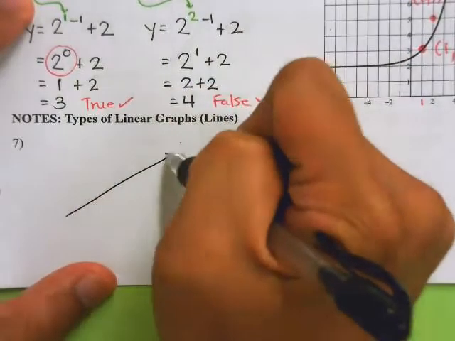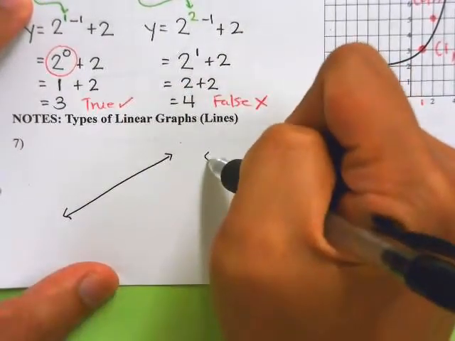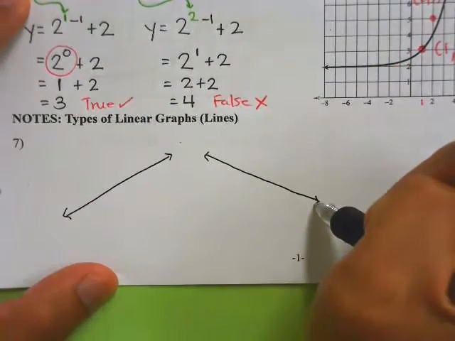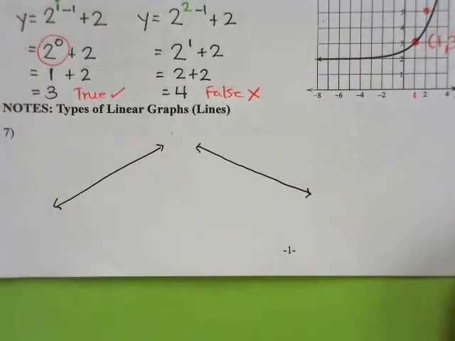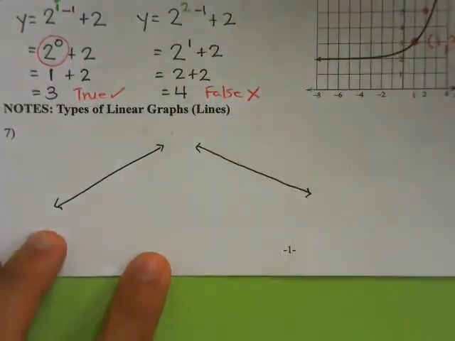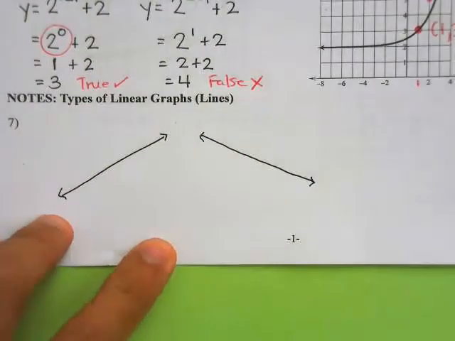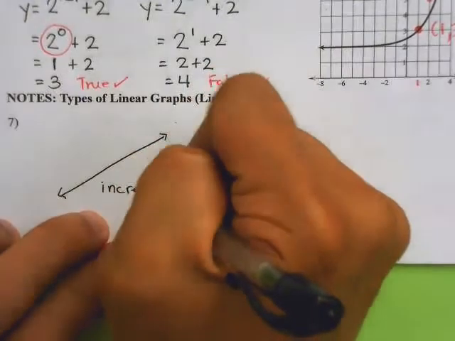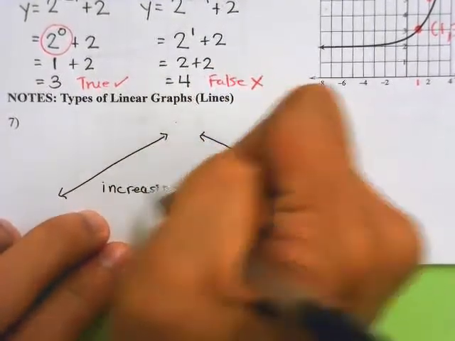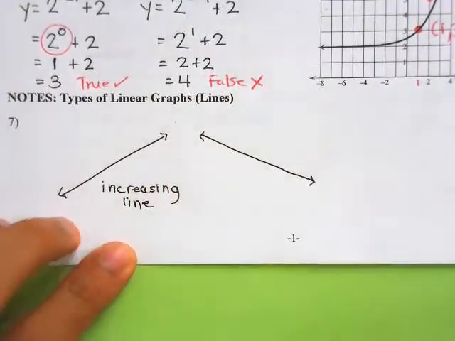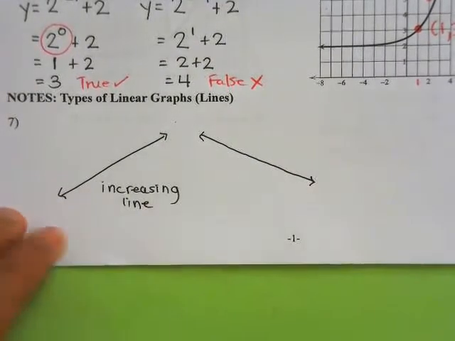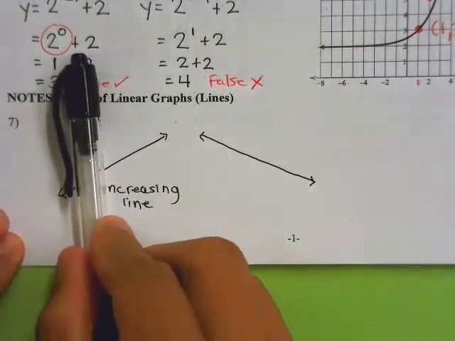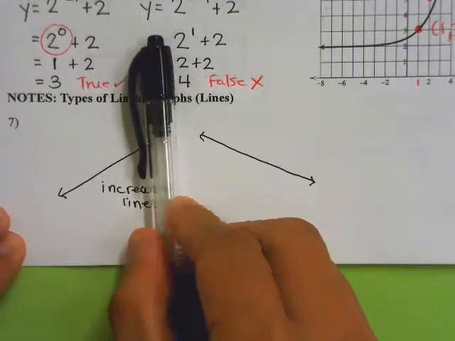So you could have a couple lines like this and this, so slanted lines, and I think in your previous math courses you've graphed a couple of them. So we're just going to generalize them a little bit. So not only that this is a line, but this is an increasing line, okay, because it's going up. If we read it from left to right, it's going up like this, okay.